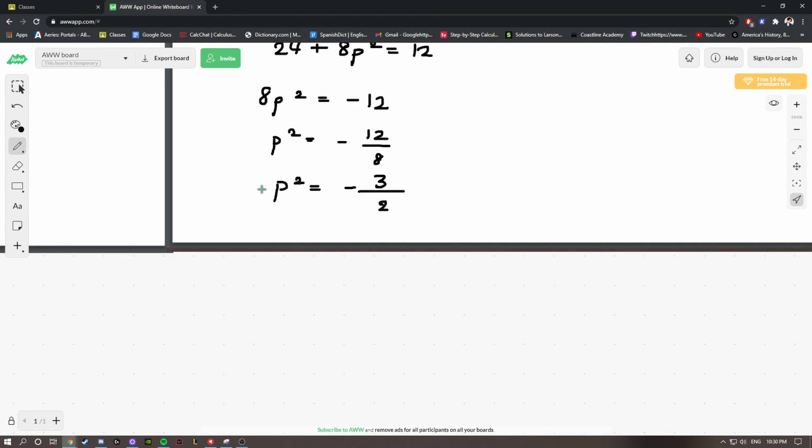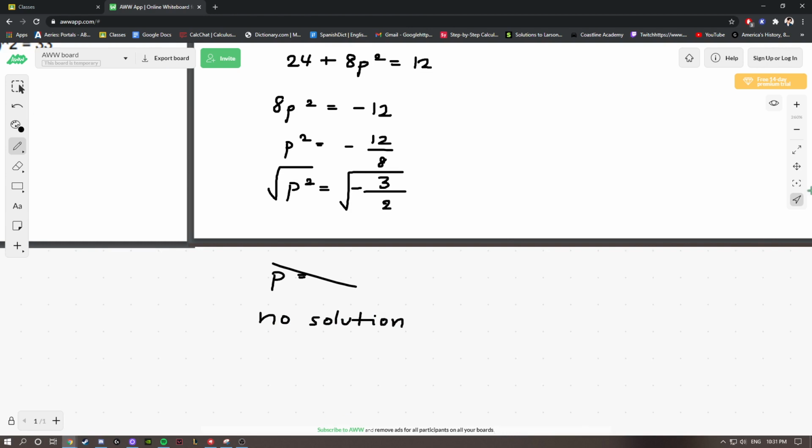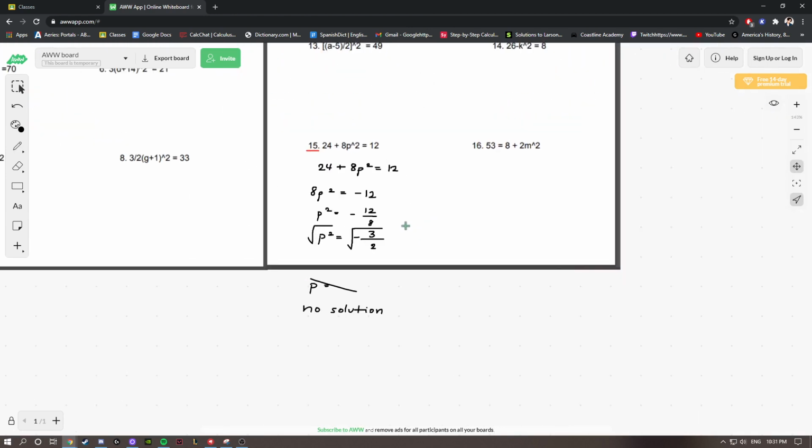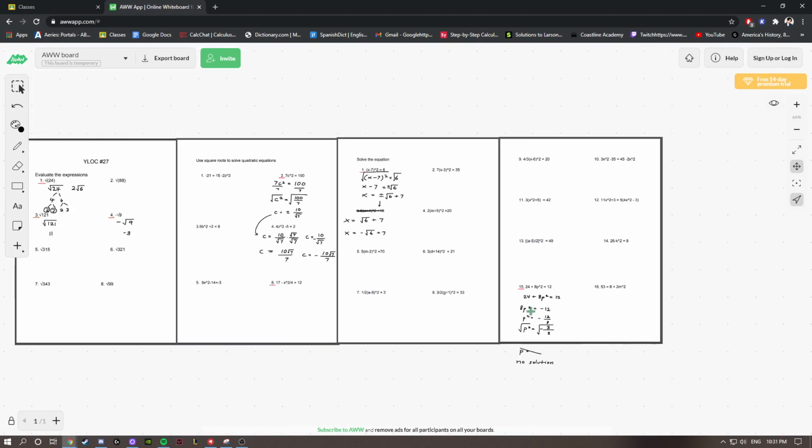Now when we square root to find p, if we remember, we can't take the square root of negative numbers. So in this case, p is not going to equal anything, and we don't have any solution. Just remember, when we take the square roots of negative numbers, it yields no solution. It was a quick lesson today. Hopefully that was helpful, and thank you for watching.